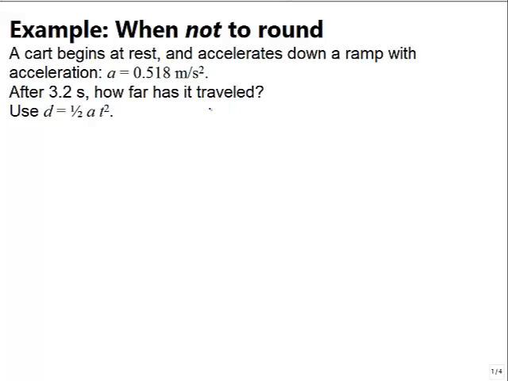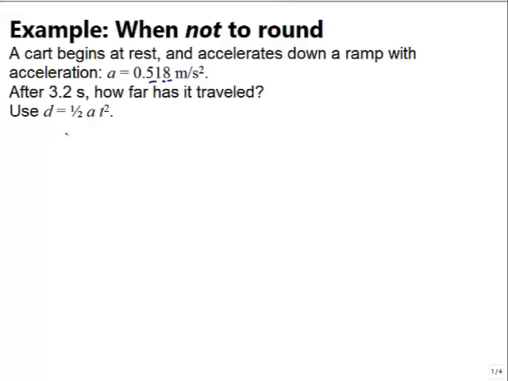Okay, so this example is actually to show you a common pitfall that a lot of students make when they're rounding. It's when not to round. So the problem is this: a cart begins at rest and accelerates down a ramp with acceleration 0.518. So that's got three significant figures, and you're asked after 3.2 seconds how far has it traveled.